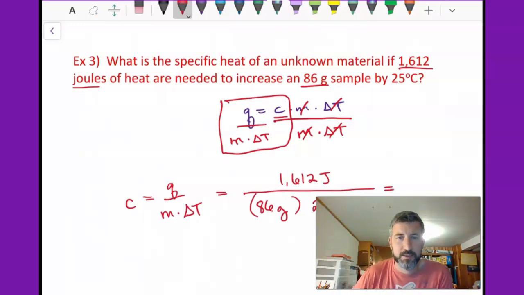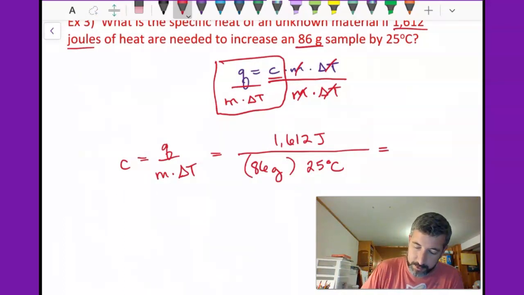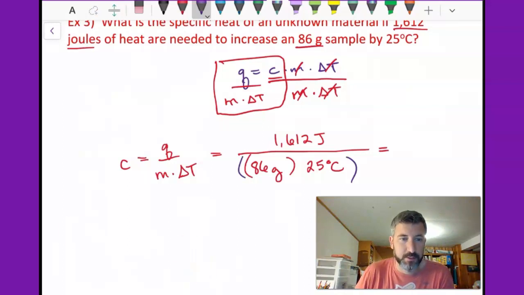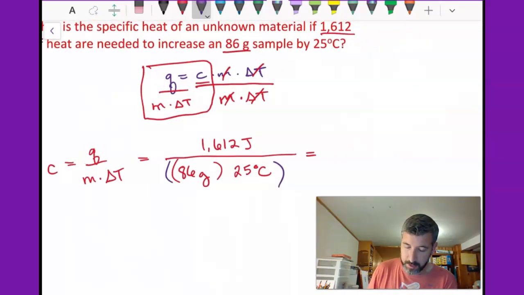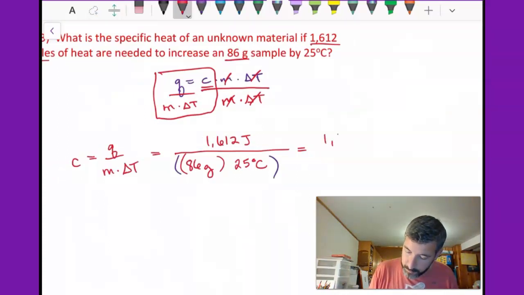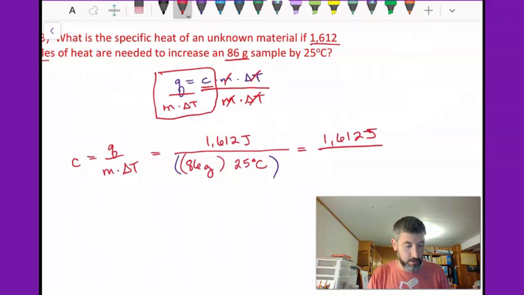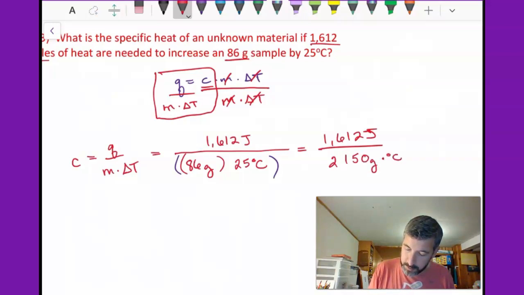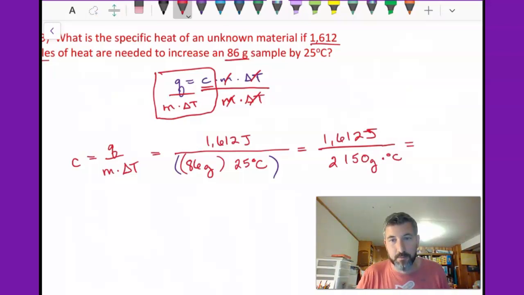I want to caution you when you plug this in your calculator that we have to get our order of operations right. So we need to have one big set of parentheses around the 86 times 25. Or you can just simply do that math first on your calculator before dividing. In other words, I'm going to rewrite this as 1,612 joules over, and then I'm going to multiply 86 times 25 on my calculator, and I get 2,150. And since I multiply grams times degrees Celsius, those two units would get multiplied by each other on the bottom as well. So they're still there.